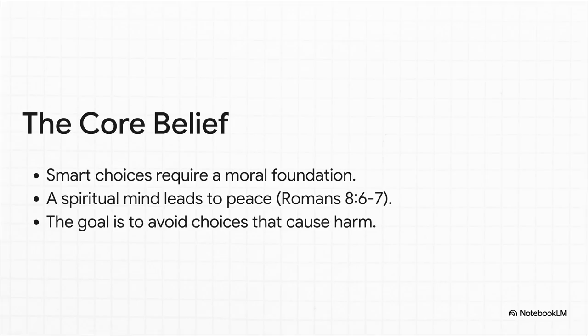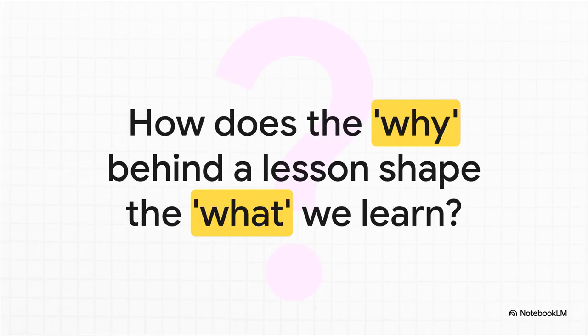And here's how they break that down. The goal isn't just to be smart, it's to be wise, to make choices that don't cause harm. And in this view, a moral or spiritual foundation is essential for that to happen. And that is exactly why the lesson is built the way it is. It doesn't just teach you how to spot a fallacy, it connects that skill to deeper ideas about truth and humility.